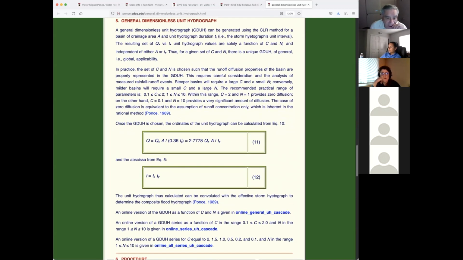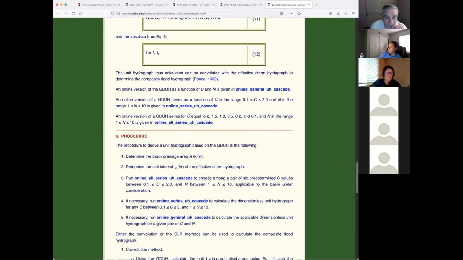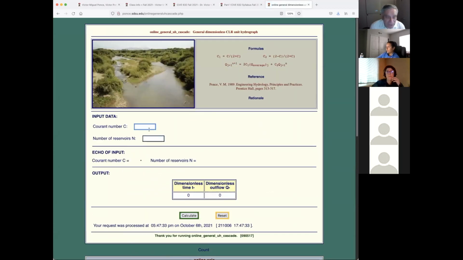Okay, so now we run through these equations in here, and we go to the procedure. Well, no, wait a second. Then we finally get over here. It says an online version of the generalized dimensionless unit hydrograph is a function of the Courant number, given an online general unit hydrograph cascade. So in here, for a Courant number equal to, what do you want it to be? 1, and the number of reservoirs, 5. No, 0.5. 0.5 was the one that we just did, because we did a K delta T equal to 1 and K equal to 2, I think.